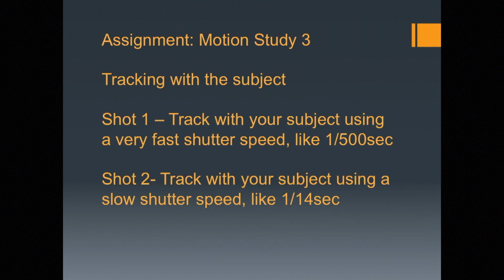So now let's talk about the motion study 3, assignment 3, and that is tracking with your subject. And that is very different than panning with your subject. So we're going to do 2 shots. We are going to track with the subject at a very fast shutter speed, like a 500th of a second, and we're going to track with the subject at a very slow shutter speed, like a 1/4 of a second.